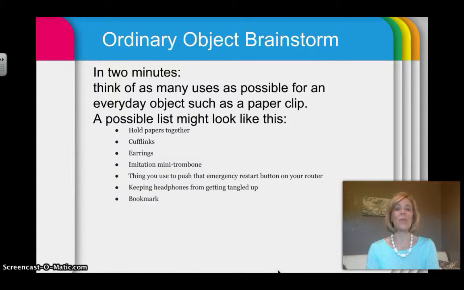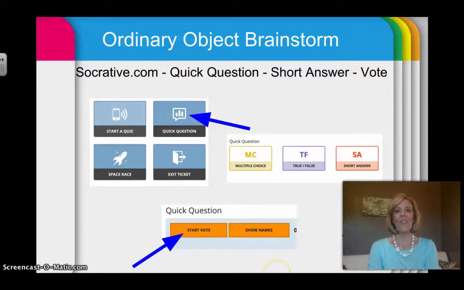and I'll show you how this can be turned into a class vote. There are quite a few different ways that you can assess your students using Socrative, but the way we're going to do today is almost like a brainstorming and then voting way. The first thing we'll do is go to the site and click on quick question, which is one of your options. Next, we're going to click on short answer because we want students to be able to type in their answers. Then, after students have generated a list of all the possible uses for an ordinary object, we're going to start a vote. Let me show you how it works.